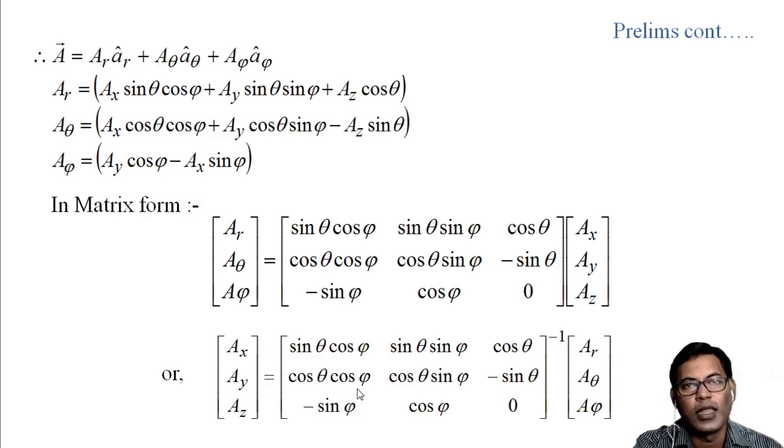So this is the spherical coordinate system. We have seen how to represent a vector in the Cartesian, cylindrical and spherical coordinate systems. Also we have seen how to transform the components of a vector and the unit vectors from one coordinate system to another coordinate system.